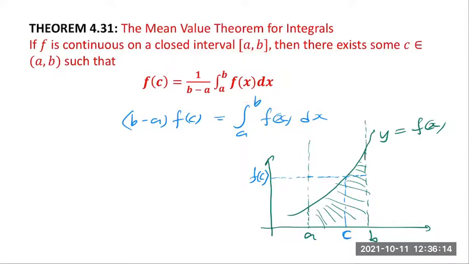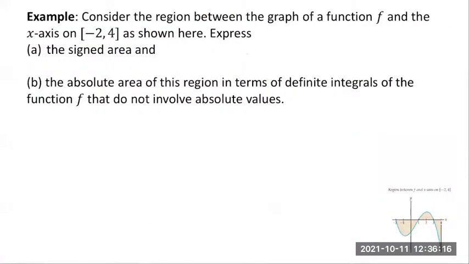Now let's move on. Let's go over an example now. Here is the example that I want to look at first. Consider the region between the graph of a function f and the x-axis on [-2, 4] as shown here. Here is the picture, by the way. We are asked to express the signed area. The first part, we are asked to express the signed area. Let's work on the first part.